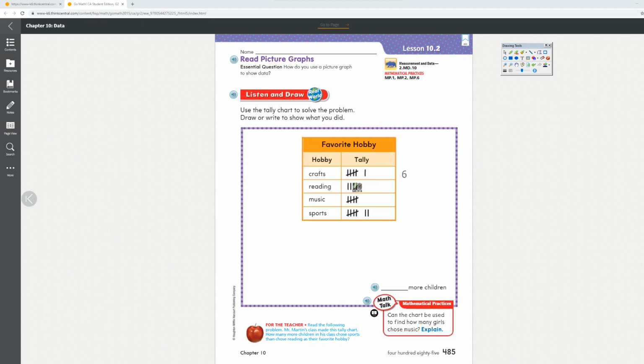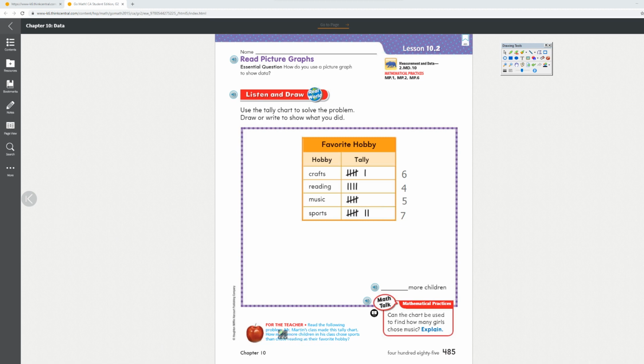Now for reading, these tally marks do not have a seat belt, so we do have to count them. So it's 1, 2, 3, 4 tally marks, giving us the number 4. For music, we can already assume that it's 5 because the 4 lines have a seat belt, giving it 5. So this is 5 for music. For sports, we have a seat belt, which gives it automatically 5, and then we add 2, so it would be 6, 7. 7 total.